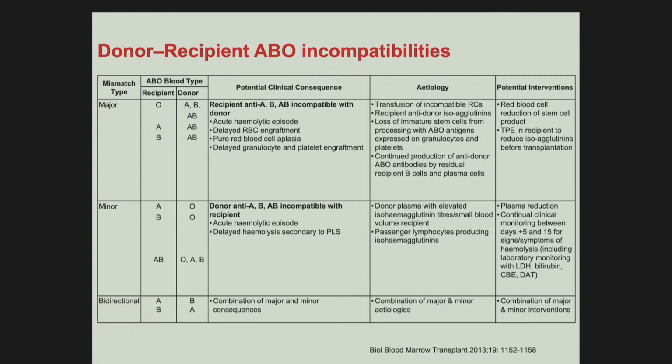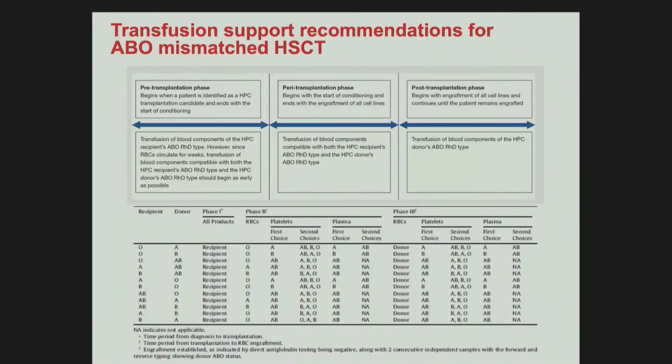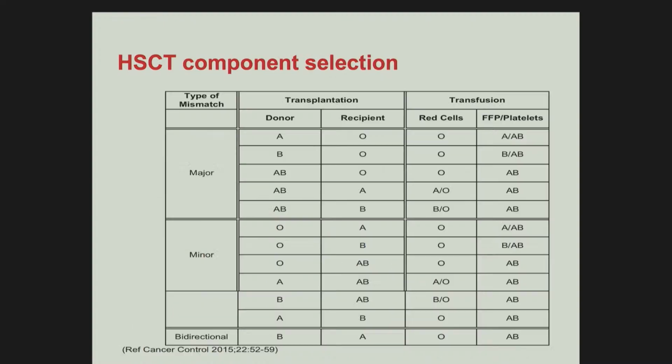We've had this well described, the potential clinical consequences of a major, minor, and bidirectional transplant. And again, we've heard about the 3 phases of transplant: the pre-transplant, peri-transplant phase, and the post-transplant phase, and what group specificities you should be giving. So pre-transplant patients, same blood group. Peri-transplant, group that is compatible with both the patient and the donor. And post-transplant, the group of the transplanted tissue.